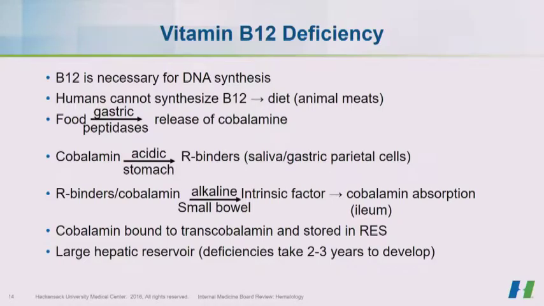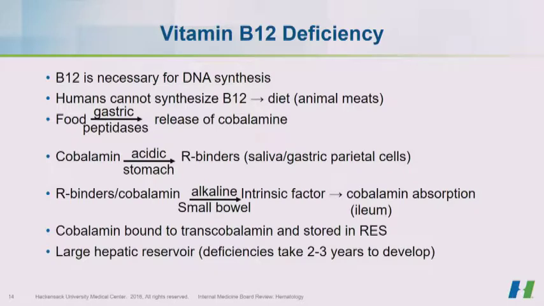So the two important ones here, B12 and folate. I will start with vitamin B12 deficiency, necessary also for DNA synthesis. Humans cannot synthesize B12 intrinsically, so we are dependent on uptake through our diet, and that's really only found in animal meats and not in vegetable sources.